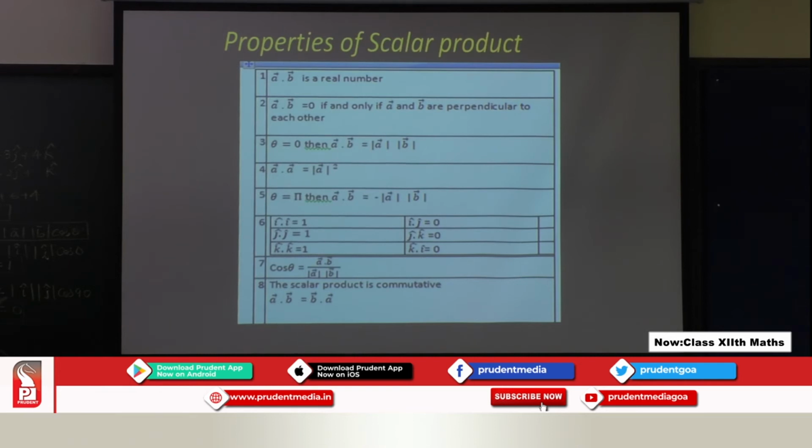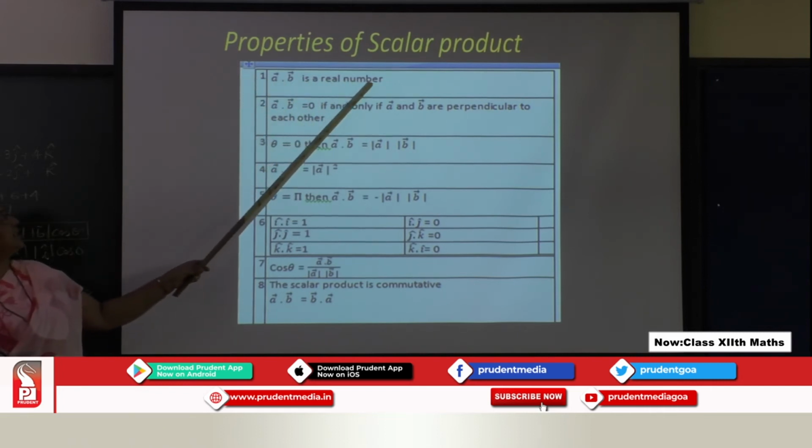Now the properties of the scalar product. When I showed you all the examples here, we are getting the answer as a real number. The final answer when we take the dot product is a real number. So A dot B is a real number.